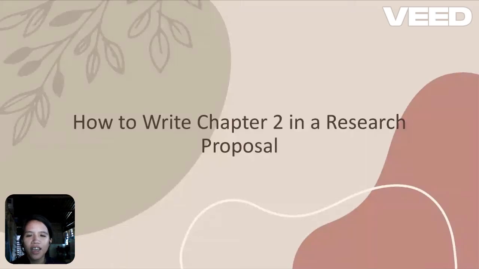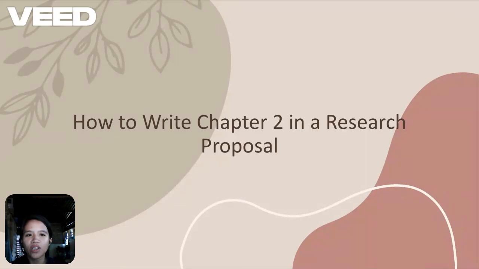So good day everyone. This is how to write chapter 2 in the research proposal. Chapter 2 in a research paper, usually called the literature review or review of related literature, should have a clear and logical structure with three essential parts. First is the introduction, second is the body, and the third is the conclusion. Here's an explanation of each part.